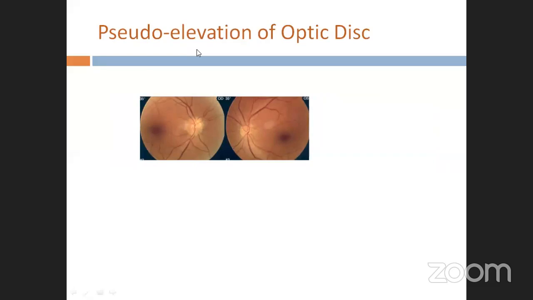What about pseudo elevation of the optic disc? These are conditions where the optic disc is elevated, but it's totally normal. In this patient, you can see here the blurred temporal disc margin.